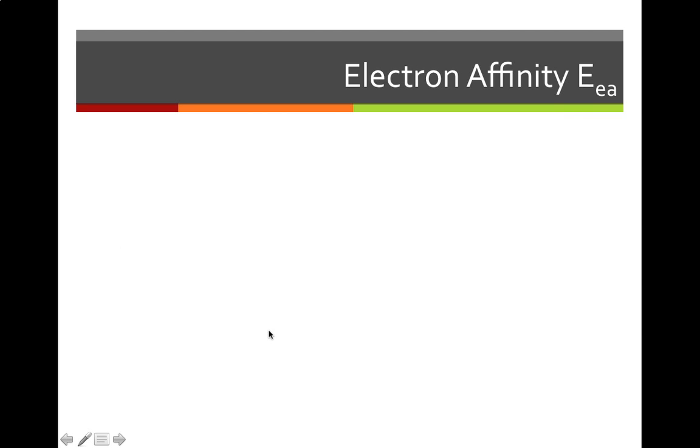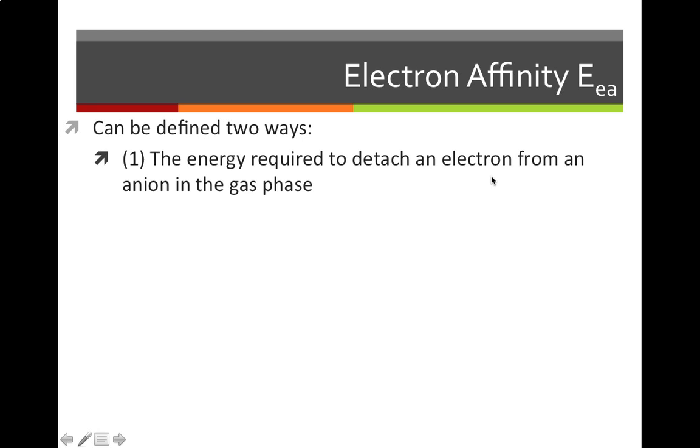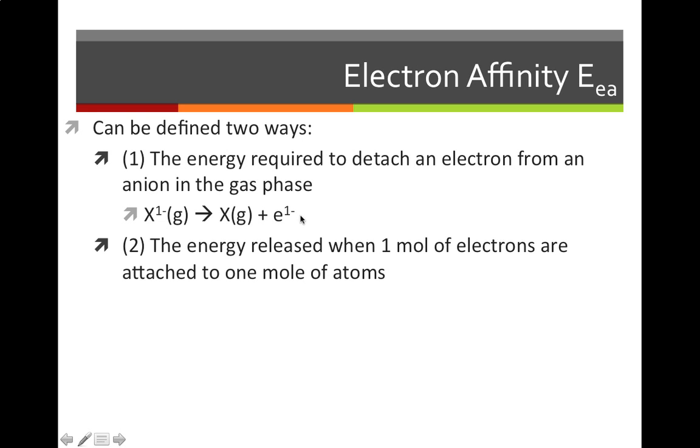We also have a trend for the electron affinity, and we do a big E because it's relating to energy, and then we have a lowercase subscripted EA for the electron affinity. So it's the energy of the electron affinity. And there's two ways we could define it. We could define it as the energy required to detach an electron from an anion in the gas phase, which would be, we have an anion here, and then we've got our atom plus an electron that's detaching from the anion in the gas phase.